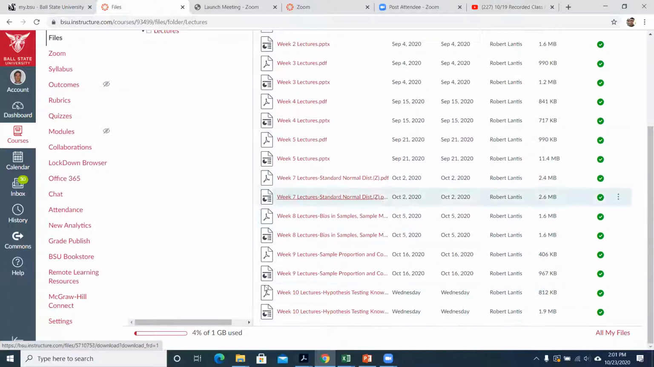Add some names so you can see what's contained in every single week's lectures. So as we get closer to the exam and as you're working on homework, you can go back and it's a little bit easier to find things, okay? All right.